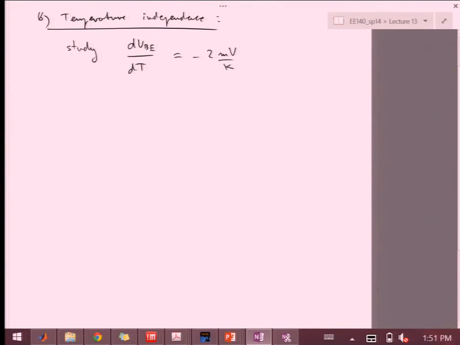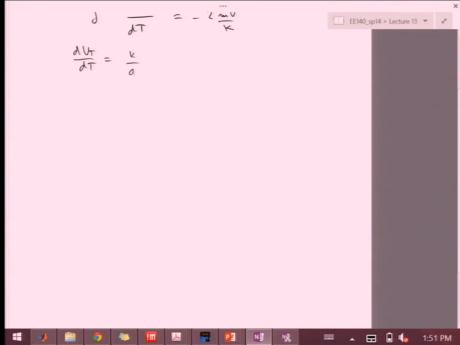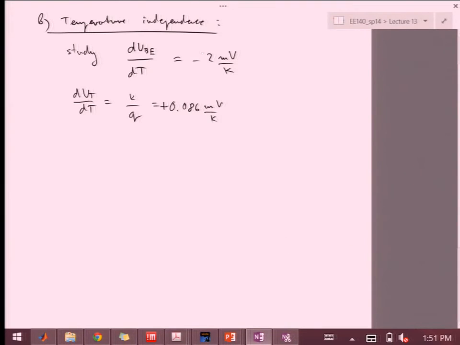Okay? So if you contrast that with dVT, which is the thermal voltage, okay? This is just kT over q, right? And kT over q, if you plug in the numbers, you get around 0.086 millivolts per Kelvin. So the key thing here is that this piece has a negative sign, and this piece over here has the positive sign.